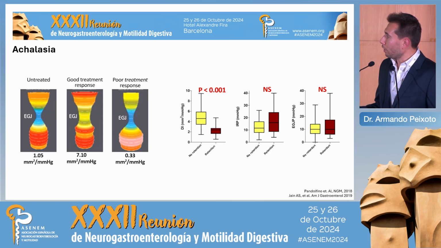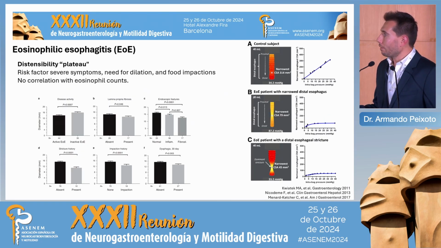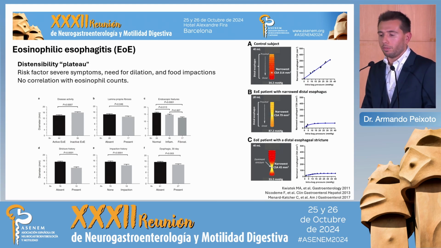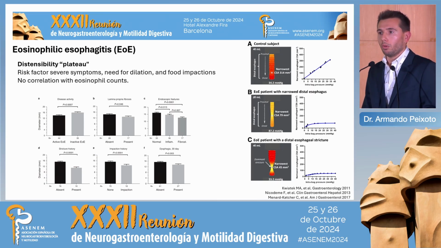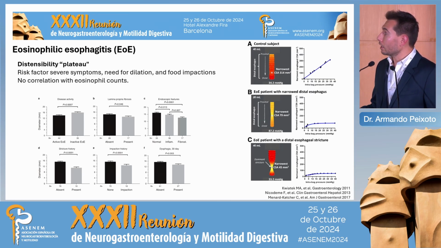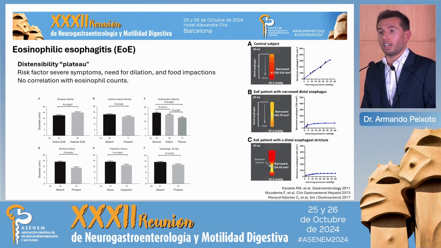And in eosinophilic esophagitis, we have had for about 10 years this concept of the distensibility plateau, in which, even if we fill the balloon with more fluid and increase the pressure, there is a point at which the diameter will not increase because of the fibrostenotic remodeling of the esophagus. And this has been shown to be related to symptoms, to severity of symptoms, risk of food impaction, and need for dilation. And this is much better than the correlation with the eosinophil counts, in which there is no correlation with those types of complications.